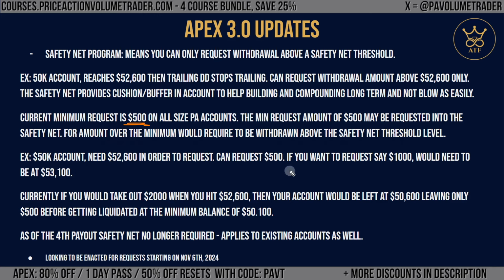down your balance to 52,100. So basically, once you hit, for example, 52,600 on the 50K, you can take $500 out so that your account balance will be 52,100, leaving you with a $2,000 buffer, and you cannot go below that. If you want to request, let's say, $1,000, then you would need to get to 53,100 in order to take 1,000 and then leave you 52,100 as your buffer, okay?